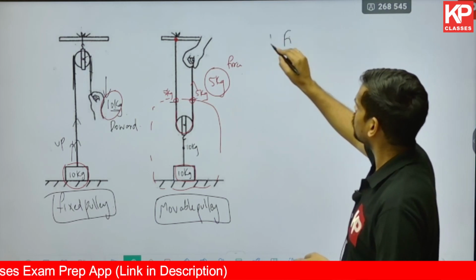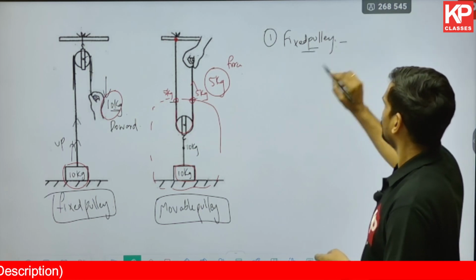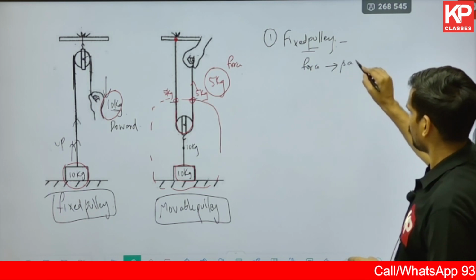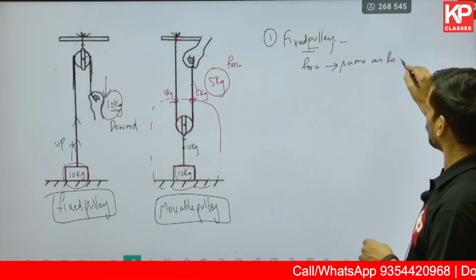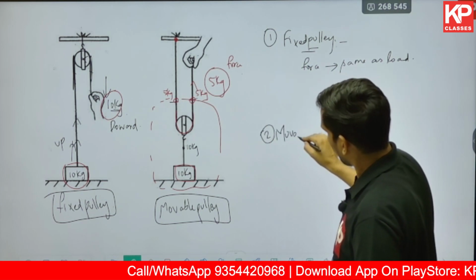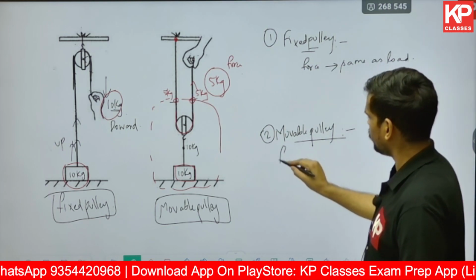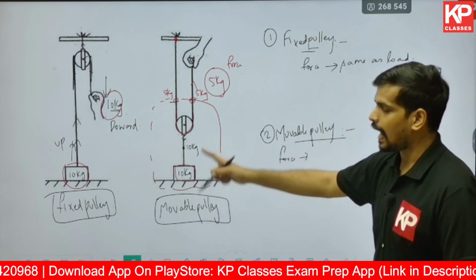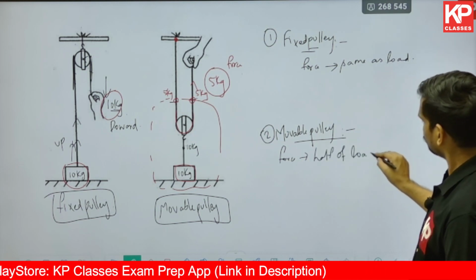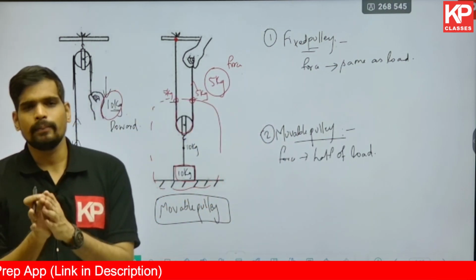For pulleys, there are two types we discussed. For a fixed pulley, with respect to force, it is the same as the load. In our example, it is the same as the load, right? And the second one was a movable pulley. In our example of the movable pulley, with respect to force, we saw it is just half of the load. Now it's not always half. It is a simple setup with one movable pulley, so it is half.